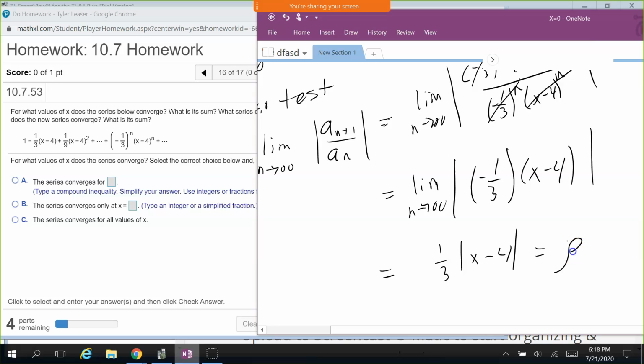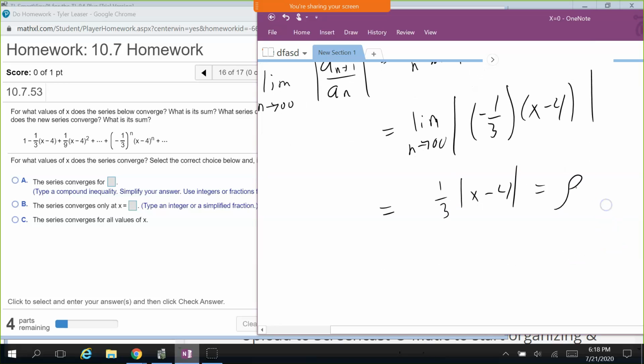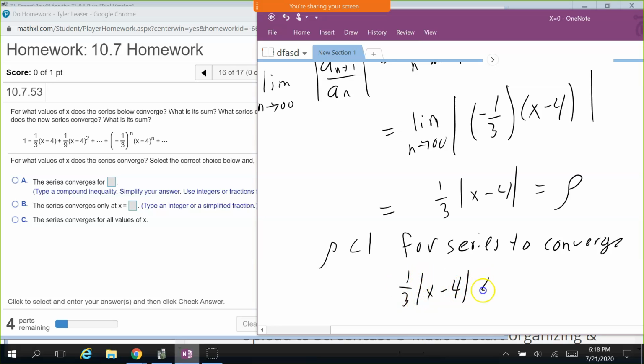Don't forget that this has a name to it. This is what we call rho. This rho has to be less than 1 for the series to converge. So rho must be less than 1 for the series to converge. That just comes from the definition of the ratio test. So we don't know exactly what our rho is because of this x value, so what we're going to do is we're just going to force that rho to be less than 1.